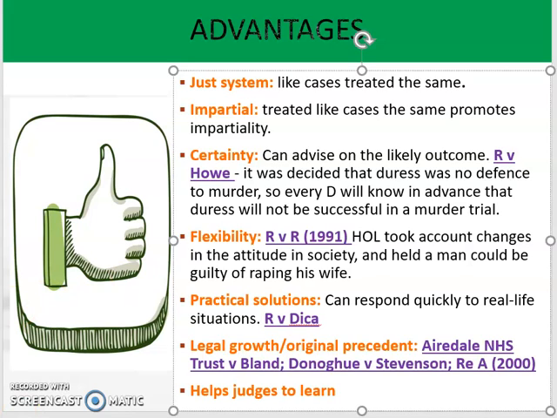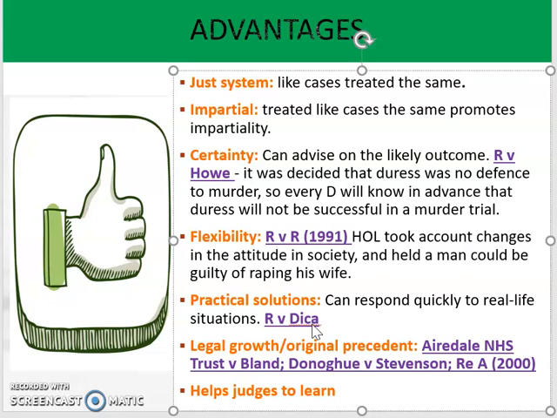The fact that judges are essentially reasoning by analogy when they're using judicial precedent, it means that they're able to find practical solutions for situations that Parliament didn't foresee when they were creating a particular Act of Parliament. So, for example, in the case of Dica, if you recall when we were studying criminal law, the ratio in Dica was that inflicting HIV can amount to GBH.